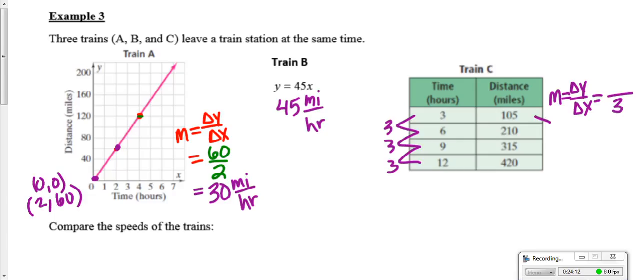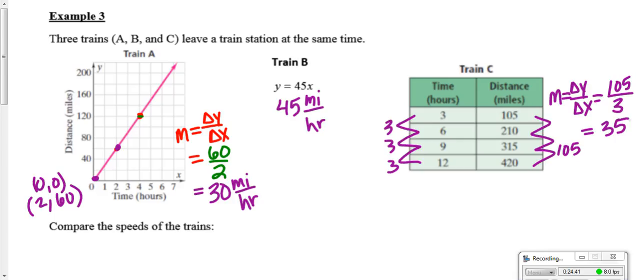And then if I take a look at my y values, my distance, these all increase by 105. Okay, 105. And again, I'm going to simplify this all the way down so we can compare. And 105 divided by 3 is 35. Okay, so a reminder, whenever we are comparing, our numbers need to be in the same format. So we're going to write a sentence to compare the speeds of the train.